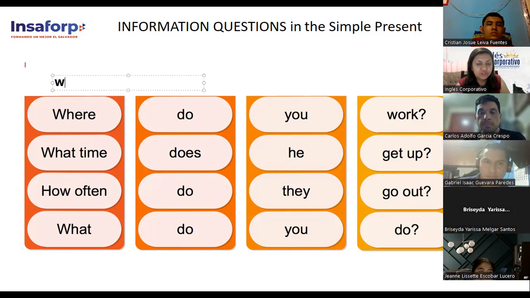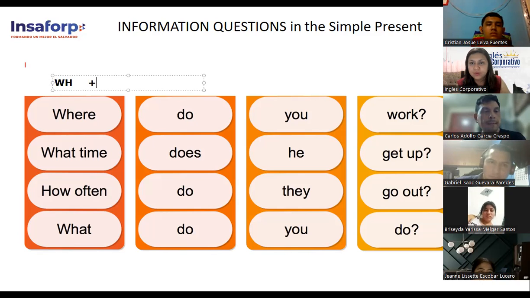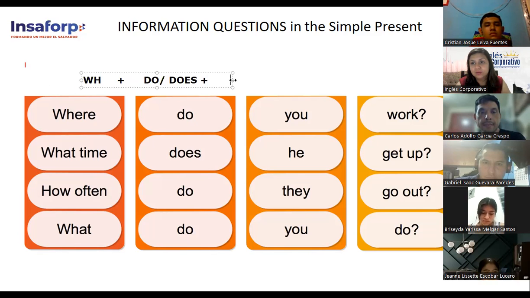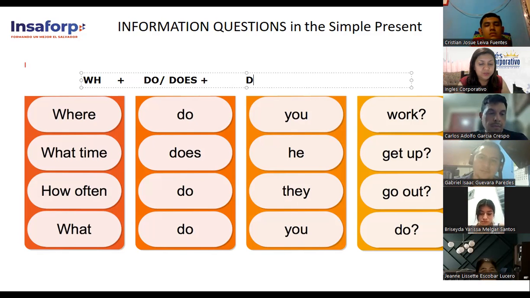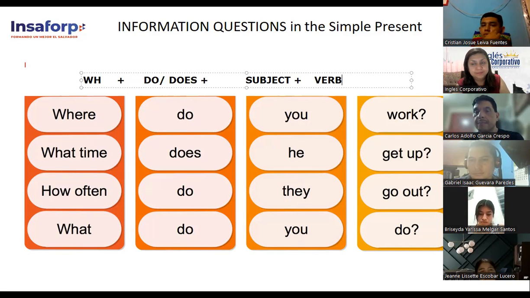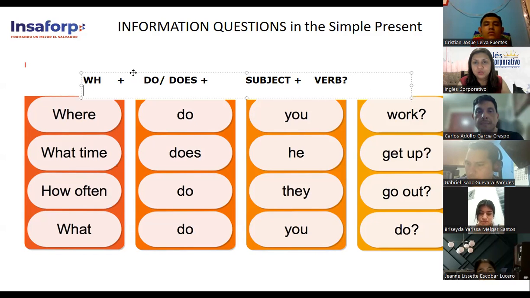Then which, plus do or does, depending on the subject, plus... what is next? What is this? Subject. Subject, that's right. Plus verb. We can make another question.